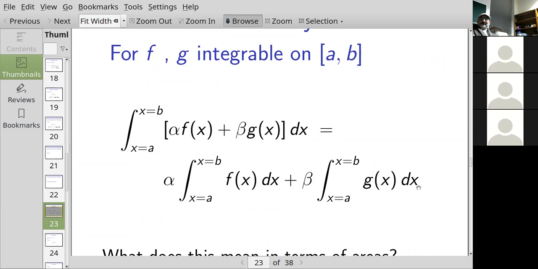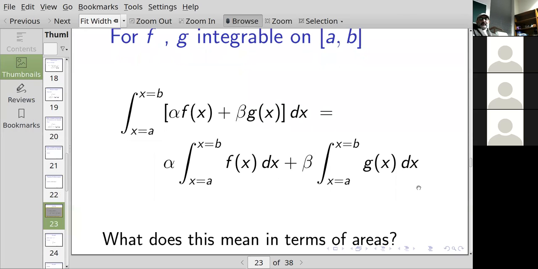This should hopefully remind you of a property that you've seen before. We said that if your integrand was alpha f of x plus beta g of x, then you can break the sum up into two pieces, and you can pull a constant outside of the integration. You should try and think about what this means in terms of areas. It looks very much like the property that we had for indefinite integrals also, right?